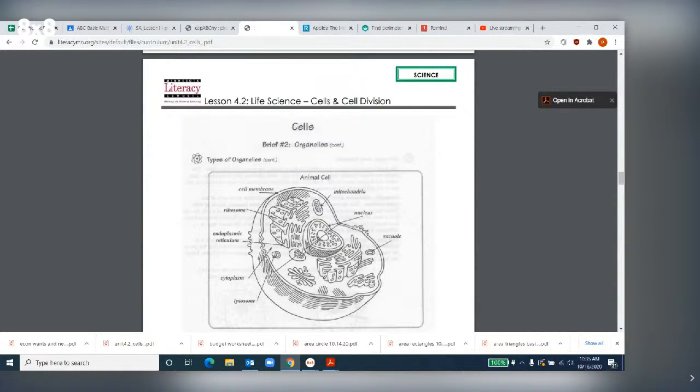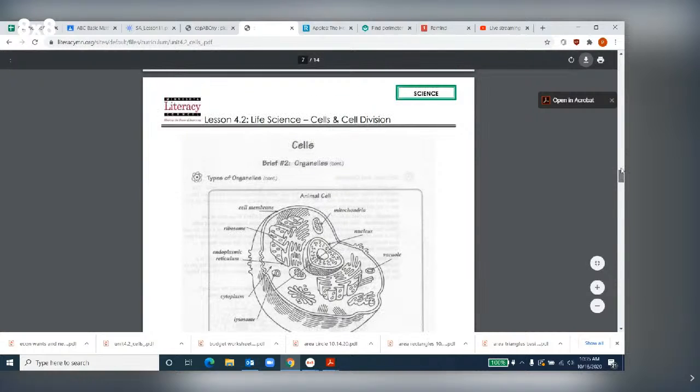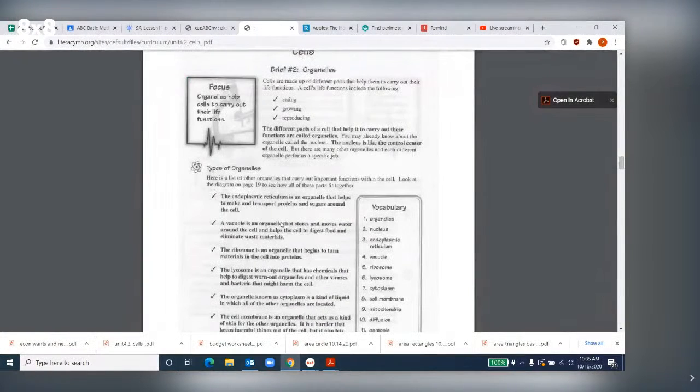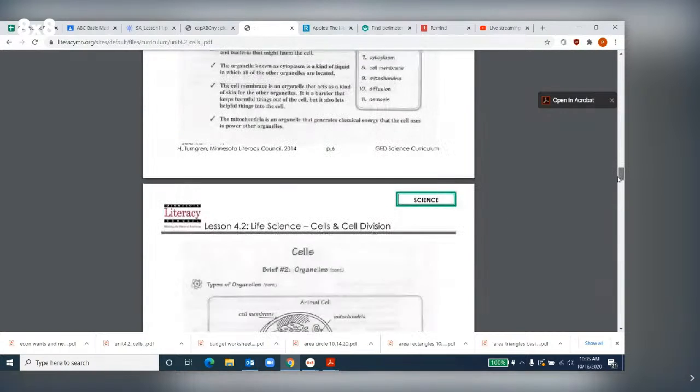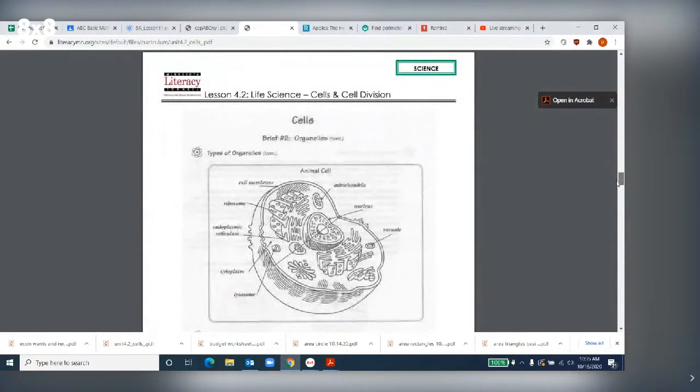So if we go back and look at what was the first one, it said the endoplasmic reticulum is the organelle that helps make and transport proteins and sugars around the cell. So that one would be right there. And remember, the nucleus is in the center. That's like the brain center. And then you have the cell membrane, which is like our skin.